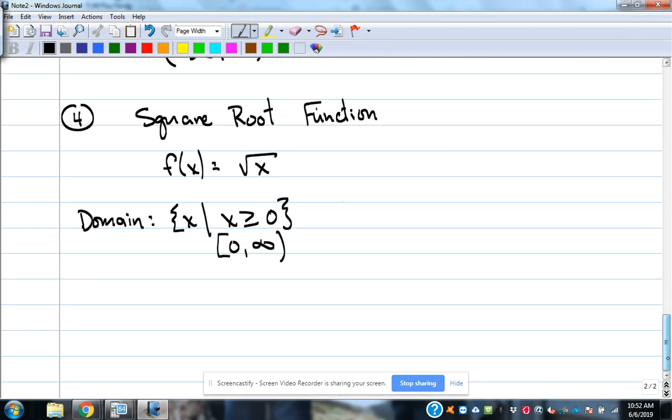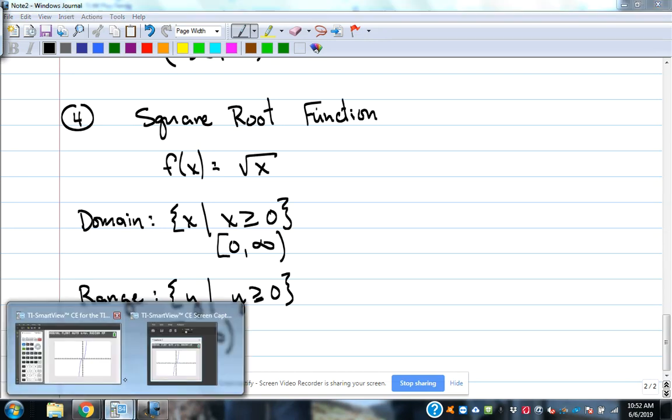Space here. And the range would be y's are greater than or equal to 0 as well. So bracket 0 to infinity. Let's look at the graph of that with our calculator.